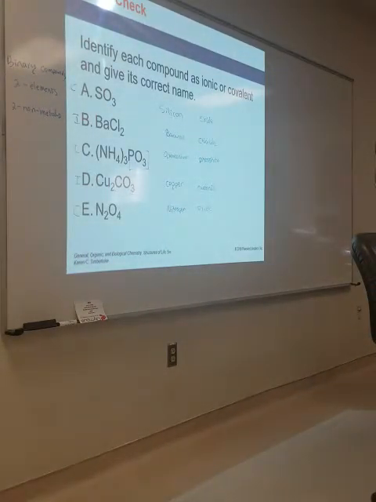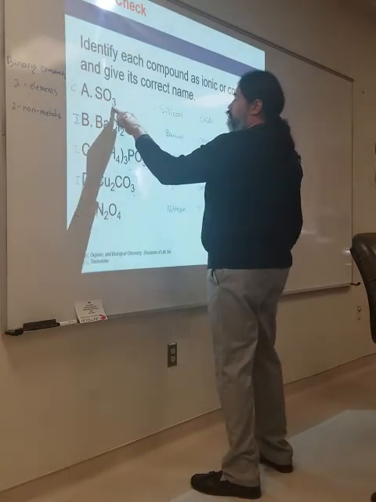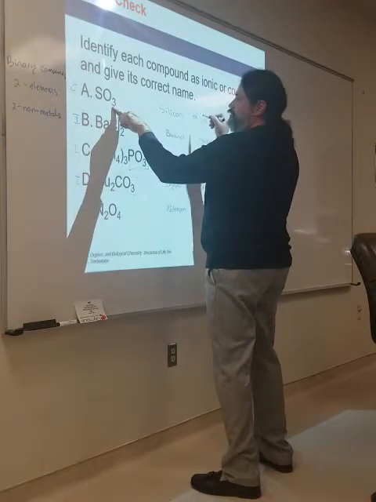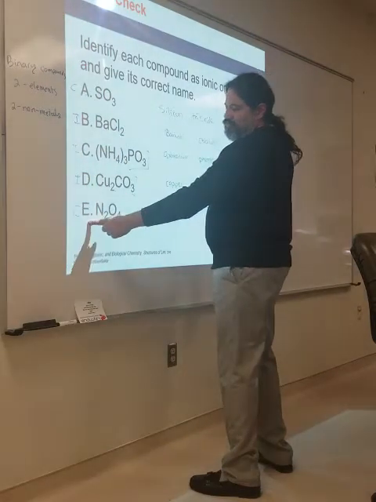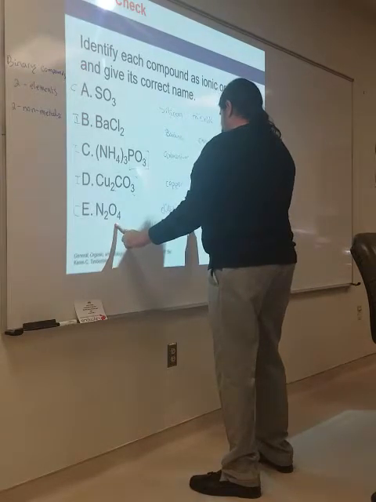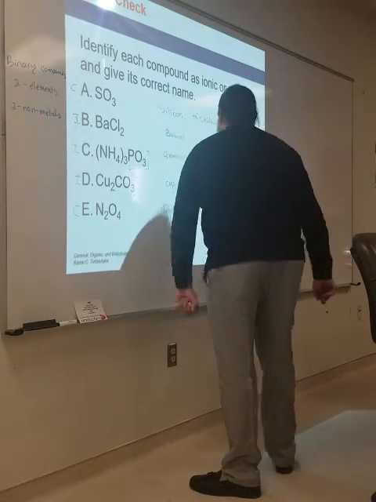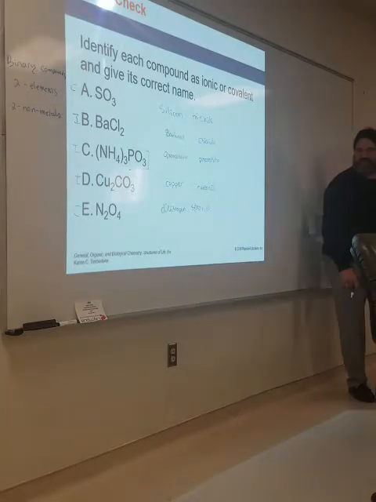If it's a covalent compound, then we use prefixes to indicate the subscripts. If there's no subscript, leave it alone. I have 3, so we add the prefix tri. It's not covalent. Ionic, ionic, ionic, covalent. Prefixes. The prefix for 2 is di, and for 4, tetra.